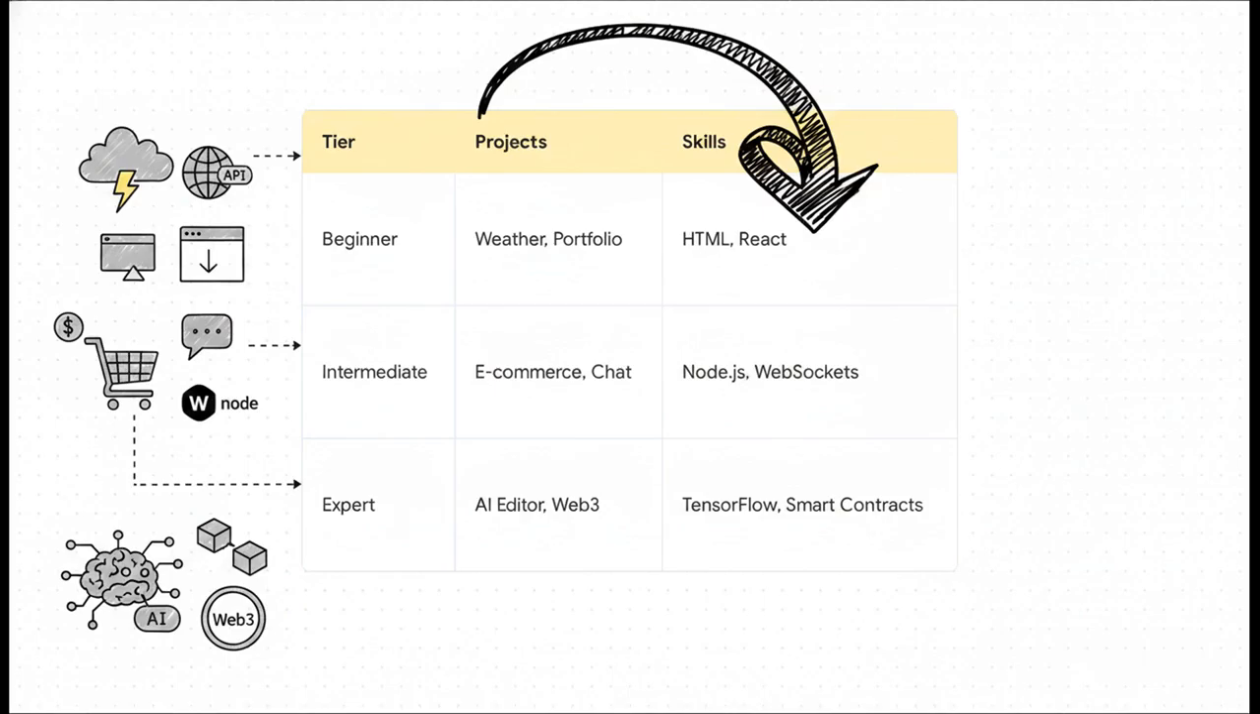For your intermediate learners, step it up a notch with an e-commerce platform or a chat app to introduce WebSockets and Node.js. And for your advanced or expert students, this is where you teach those secret metrics that top-tier companies like Google and Netflix actually care about. Think AI image editors or Web3 platforms where you really have to consider scalability and big O notation.